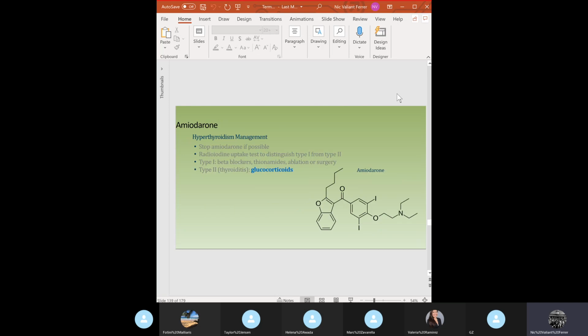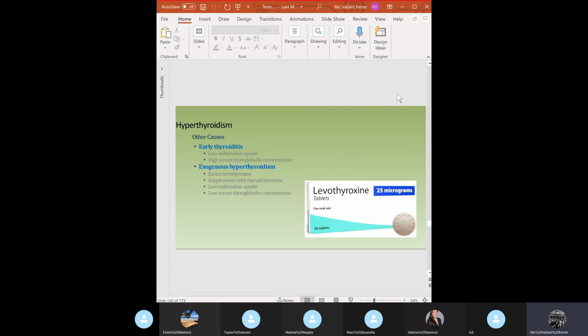How do we manage them? Stop amiodarone, of course. Then you do radioiodine uptake, RAIU. And then type 1 is for beta blockers, thionamides, ablation or surgery. Type 2 is glucocorticoids. Some other causes of hyperthyroidism: early thyroiditis and exogenous hyperthyroidism.